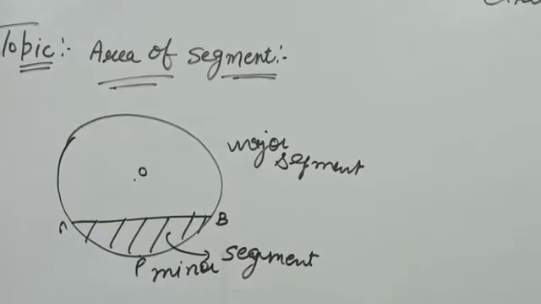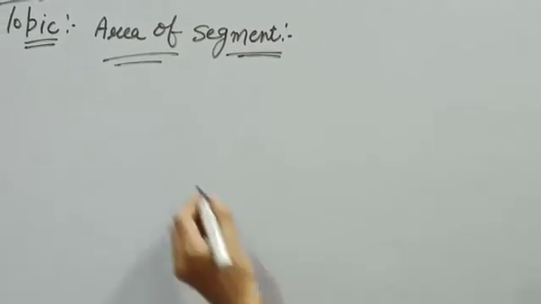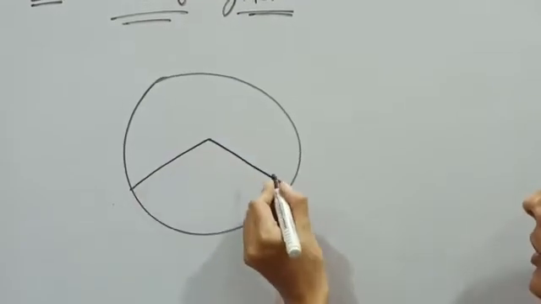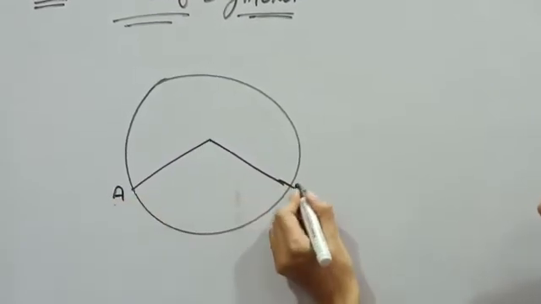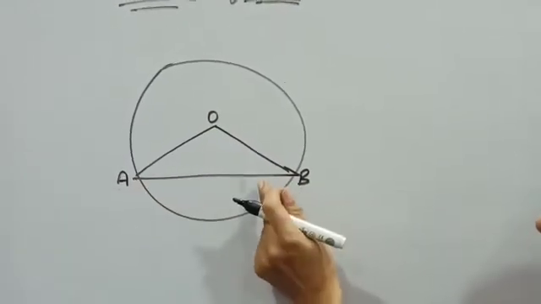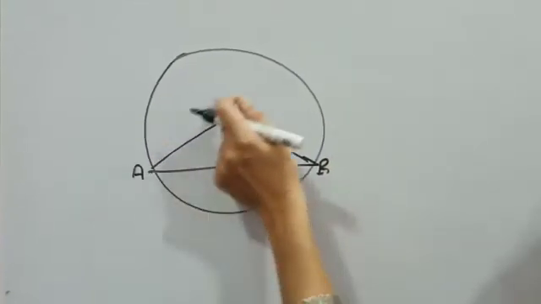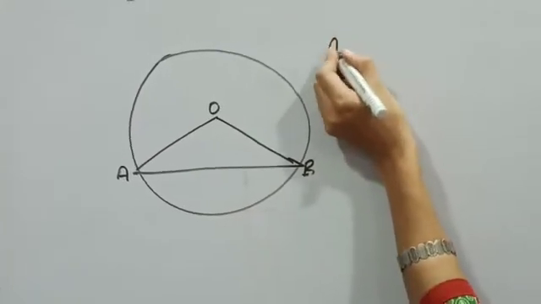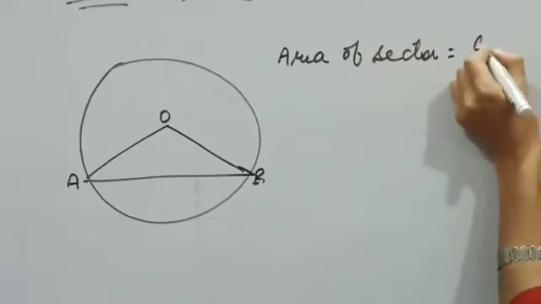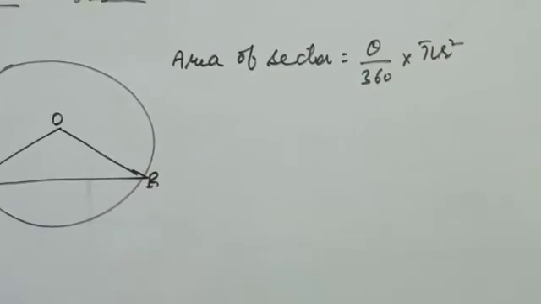How can we find the area of the segment? Firstly, we have discussed the area of the sector. If I draw two points A and B, with O as the center and AB as a chord of the circle, then AOB is called a sector, and we studied the area of a sector. The area of the sector is theta upon 360 multiplied by pi r square. We have done this part previously.